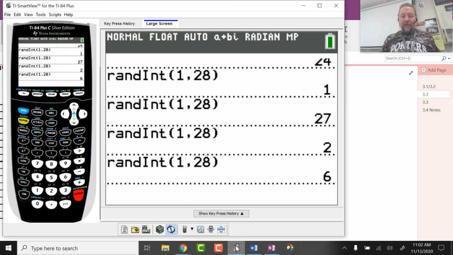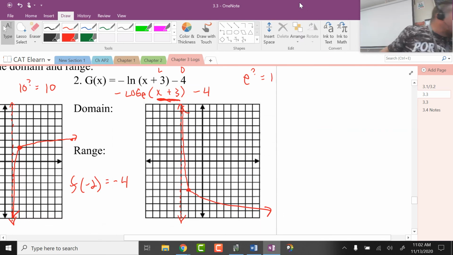Okay, let's see if we're paying attention here. Student number 12. Yes, I love this. Alyssa, nice. You're going to be here for the test, right, Alyssa? Okay, what's the domain? I already gave you the parenthesis. And then what's the range?